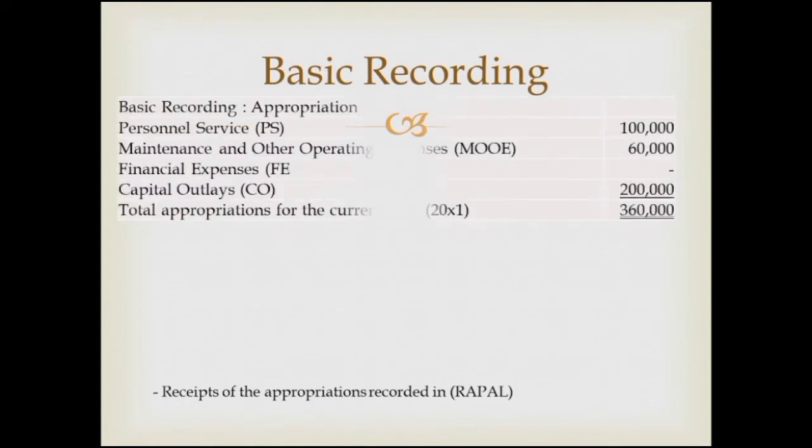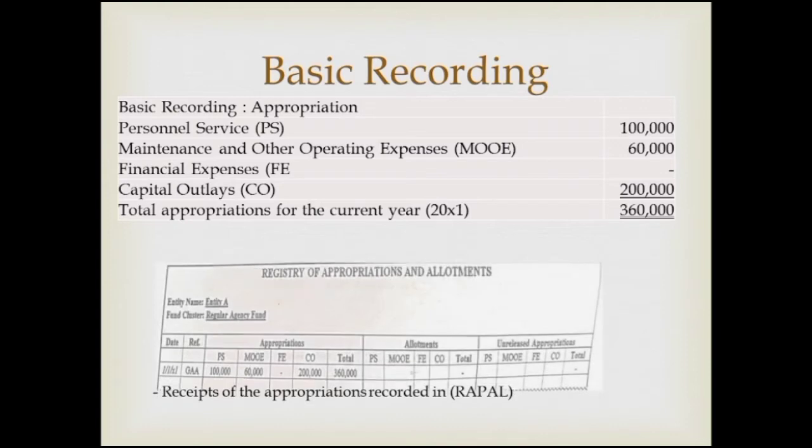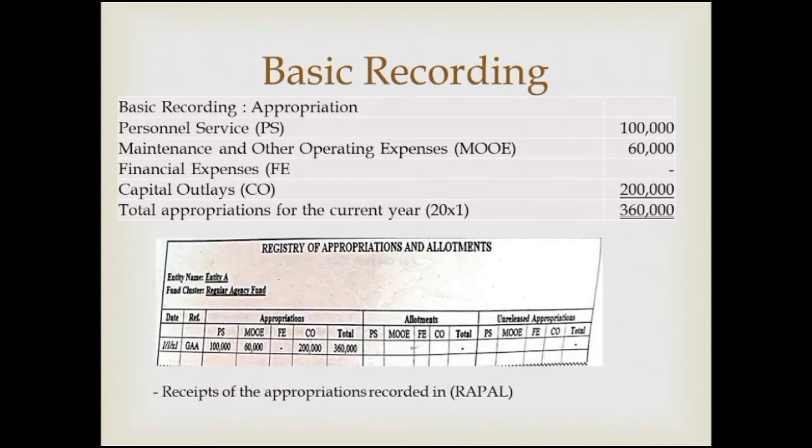Basic recording. We have here basic recording for appropriation. As we can see, we have the objects of expenditures and their respective amounts. Here is an example entry for our Registry of Appropriation and Allotments. We have the PS or personal services, which has the amount of 100,000. We will record that in the appropriation column of the RAPAL. So receipts and appropriations are recorded in the Registry of Appropriation and Allotments.